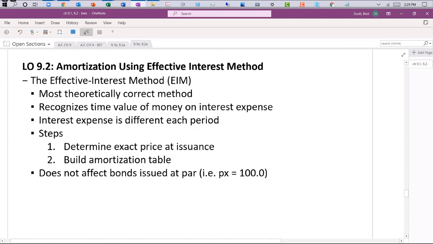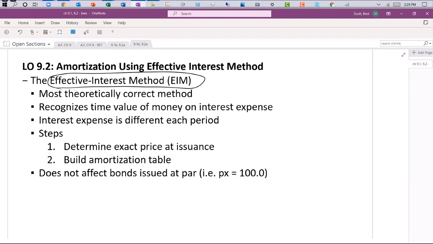The straight line method typically is what I see used because it's simple, it's predictable, but there is a method that is more accurate. In 9.2, they say, what if we use the effective interest method? The effective interest method is a bit more correct theoretically because it recognizes that the true cost of interest is based on whatever the beginning carrying value is.